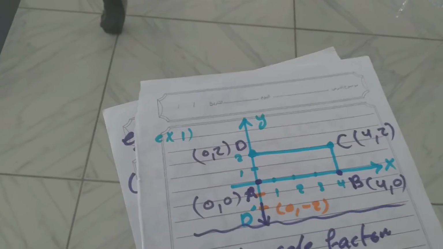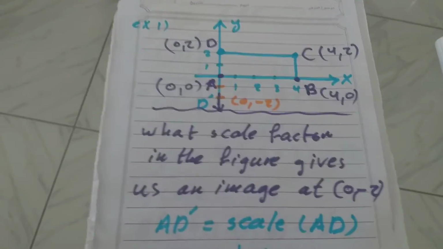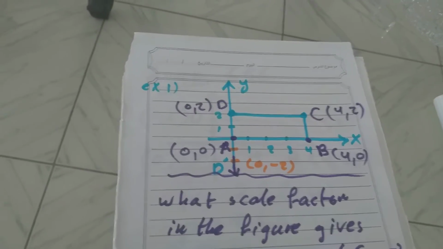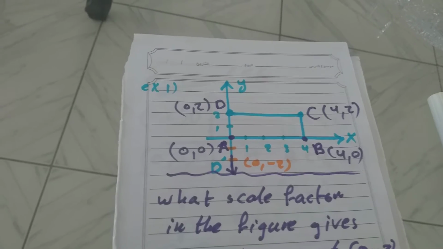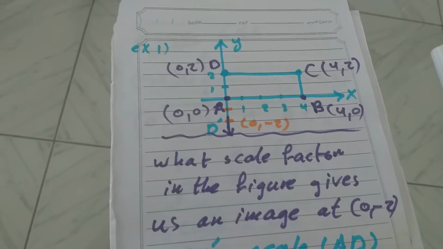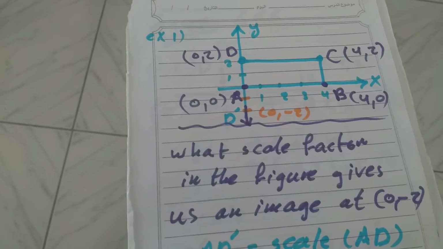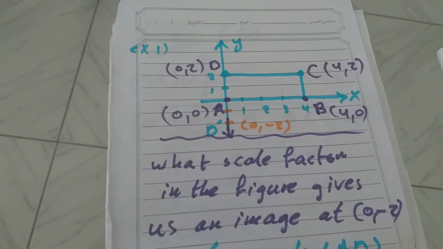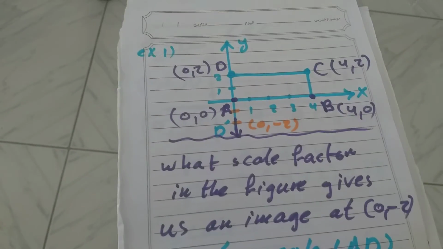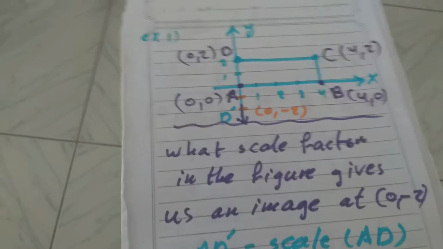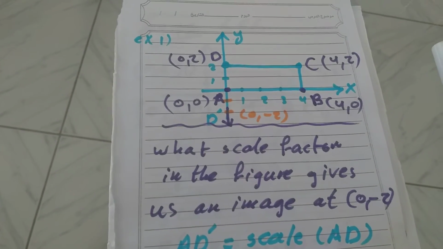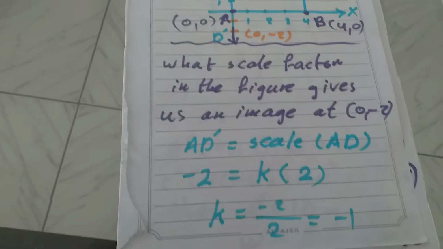Look, in the figure, on the coordinate plane, I have A (0, 0), B (4, 0), C (4, 2), and D is (0, 2). What scale factor in the figure gives an image at (0, -2)? I have an image, look in the orange color, at (0, -2). This image became (0, -2). So what will be the scale factor?